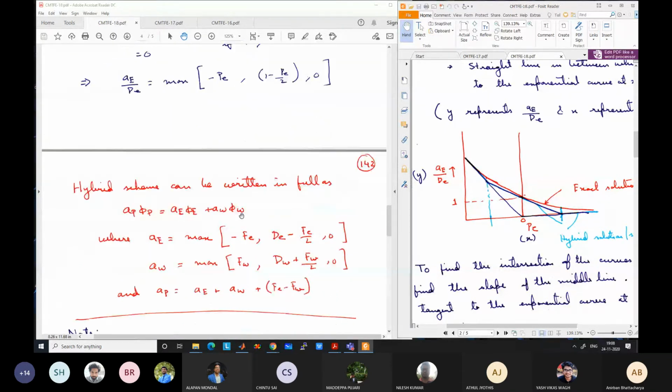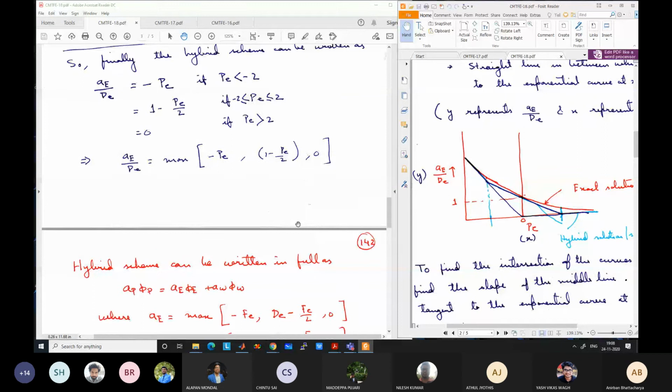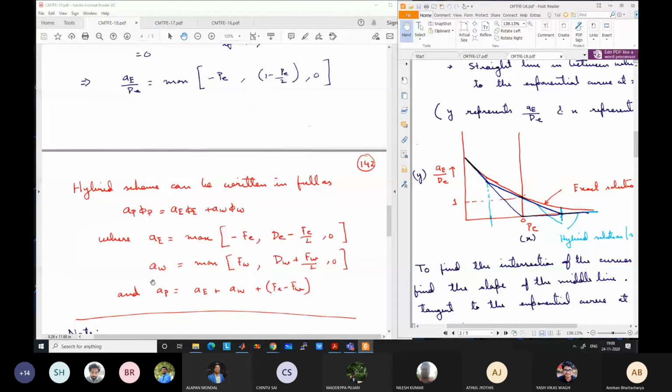Okay. So same thing here, AE is equal to max of minus Fe, not 1 minus Fe, sorry, D minus Fe by 2 and 0. And same calculation can be done for AW, which is max of FW, DW plus FW by 2 and 0. Okay. So it is somewhat symmetric behavior to this. The curve looks like this. Okay. And AP can always be written in terms of AE and AW.